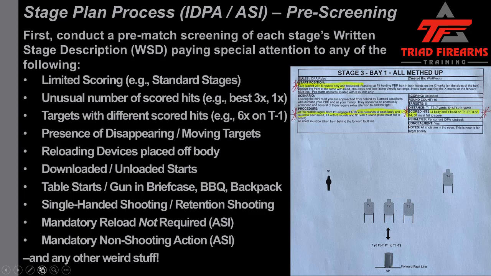It's a downloaded start, only 6 rounds. Unusual scored hits and targets with different scored hits. 3 to the body, 1 to the head on targets 1 through 3, then 3 hits anywhere on target 4, and then steel must fall.